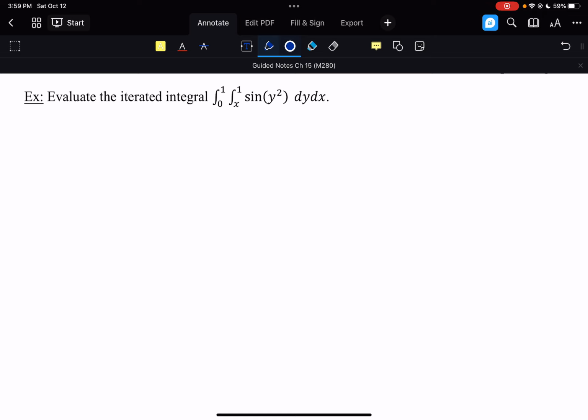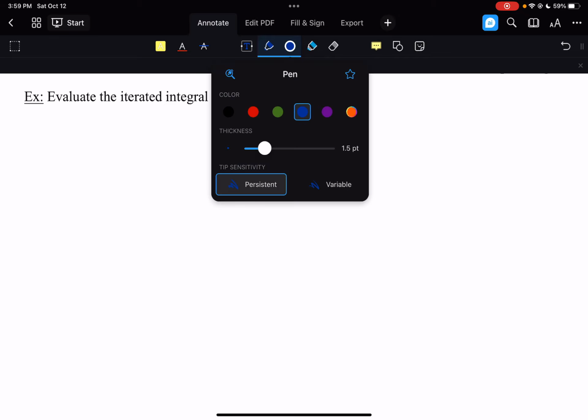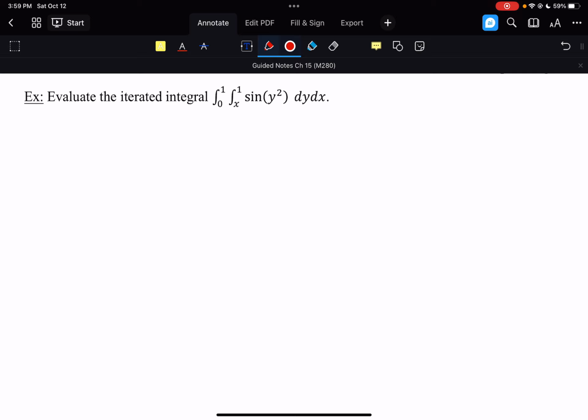Now, this one looks nice on the surface just because they've already given us all of the bounds. So it seems like we just need to set this one up, like just start solving and go. The issue is that we have this sine of y squared in the integrand, and y is the first variable that we're integrating with, and that's a problem.